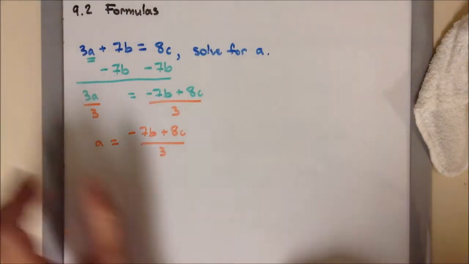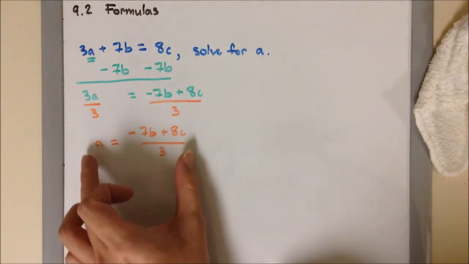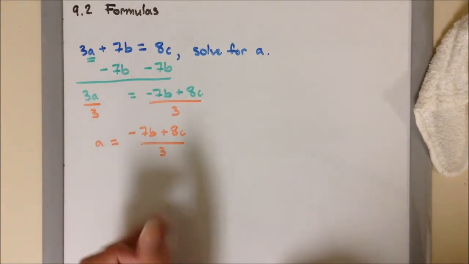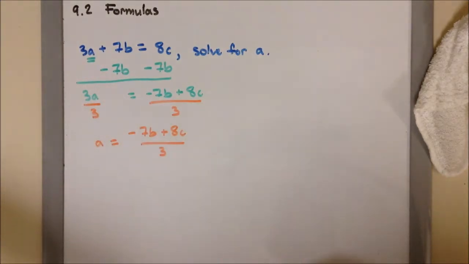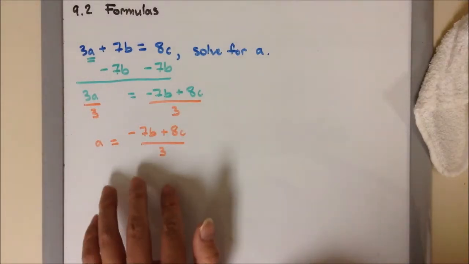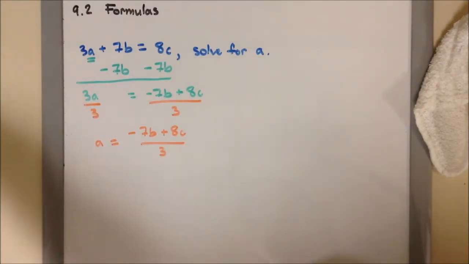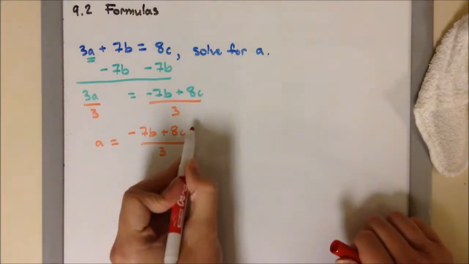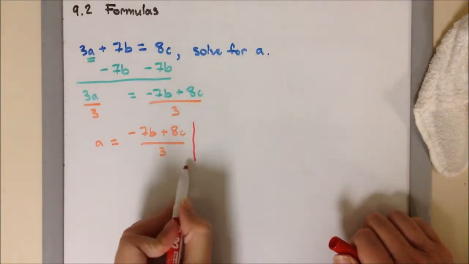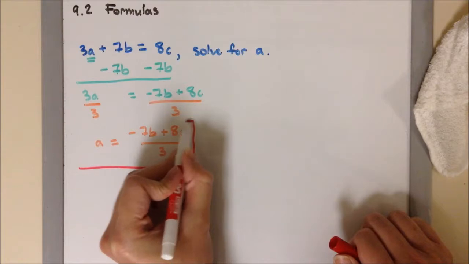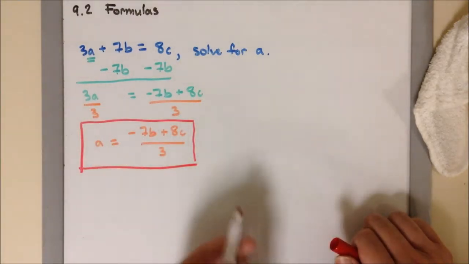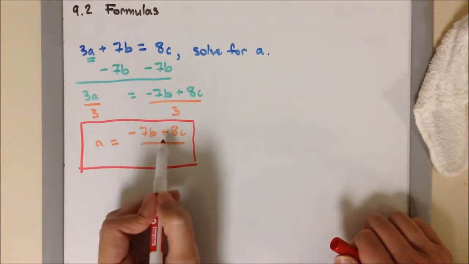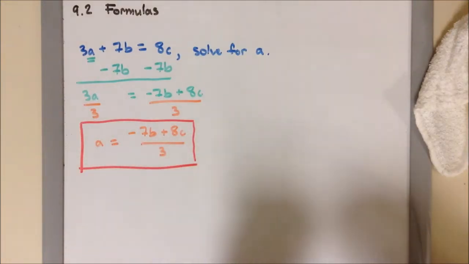But when you have a fraction within your work and within your answer, always double check, can you split it and simplify one of the fractions or more? If you can, then you must continue. And if not, then this is where you can stop, and this will be your final answer. But always double check if you can split into multiple fractions and simplify one of them. So our final answer is a equals negative 7b plus 8c over 3.